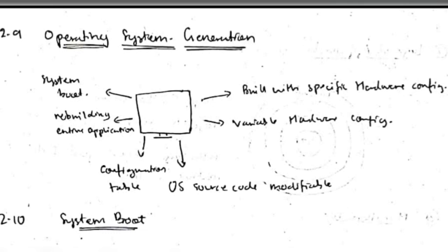When building an operating system, many factors are to be kept in mind. For example, the operating system which we designed may not work in a particular environment.